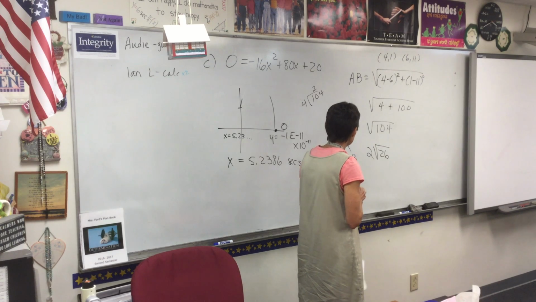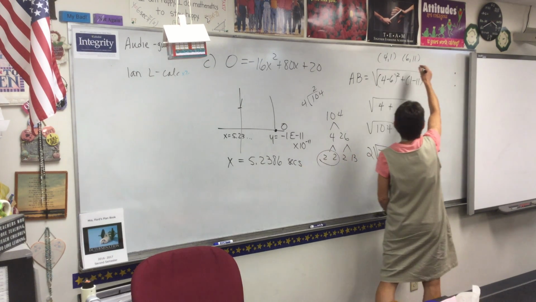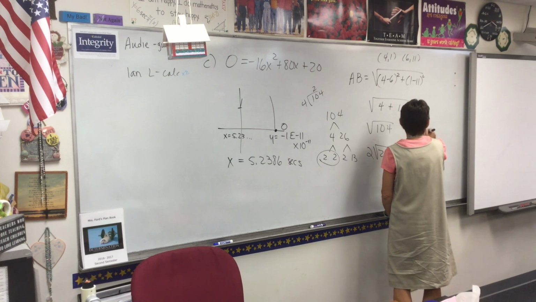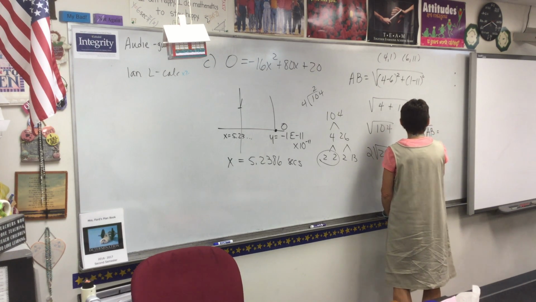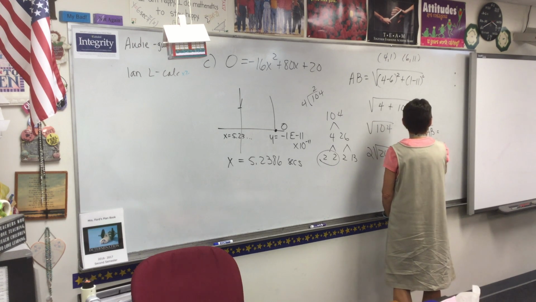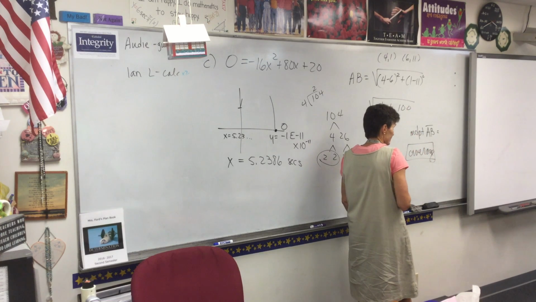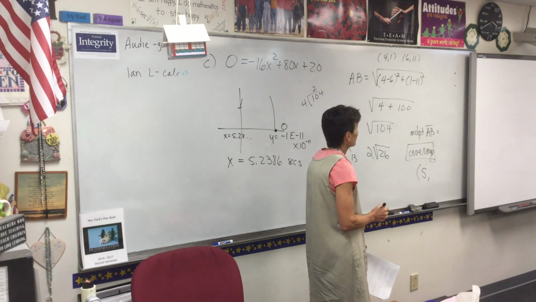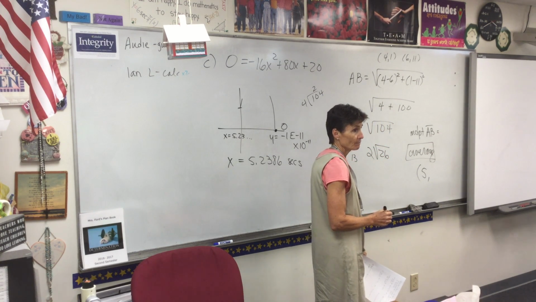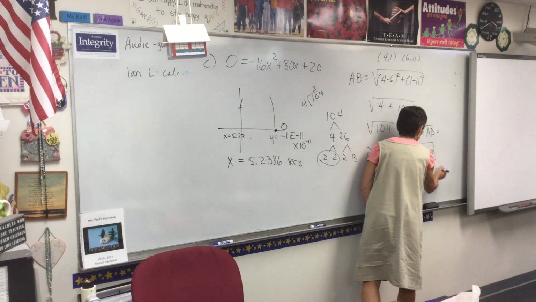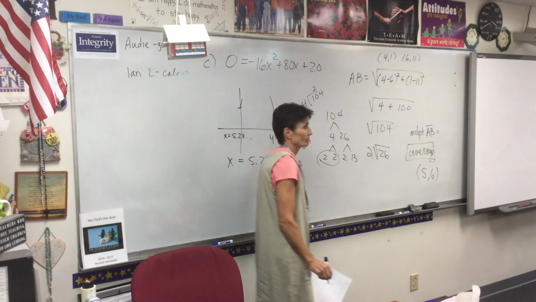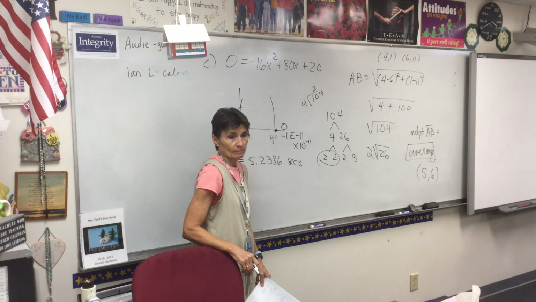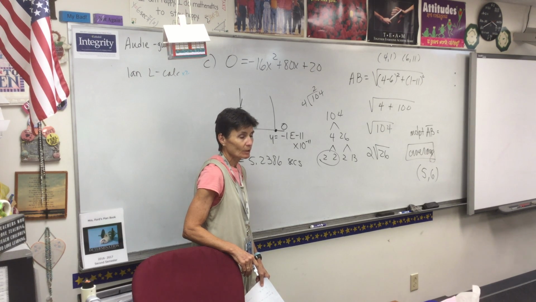Midpoint. I need the midpoint of AB. So there's my A and B. Midpoint means average. So I'm going to add 4 and 6 and divide by 2. 5. I'm going to add 1 and 11 and divide by 2. Test done. Right? Over.